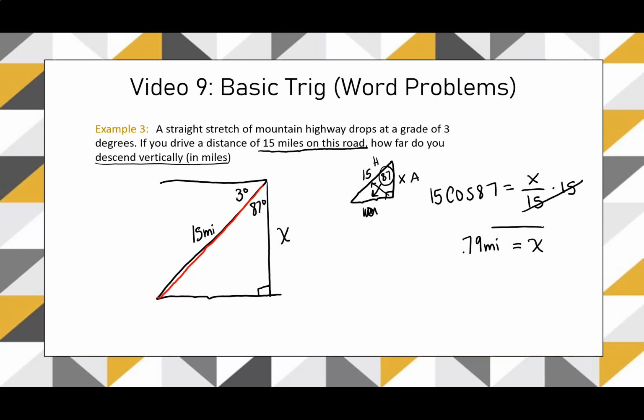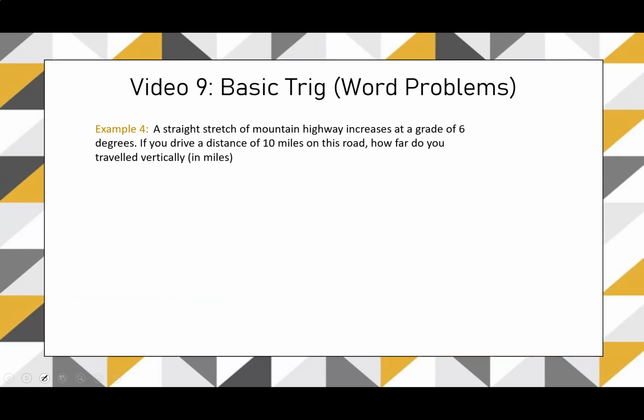miles. And does that make sense that you drop a little bit less than a mile? Yeah, sure, that certainly does. So there's our answer. You descend 0.79 miles. Now, I'd like to keep it positive because distance is always positive, but you are going down that much.